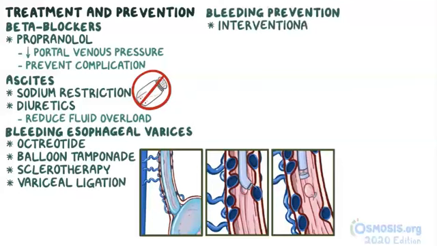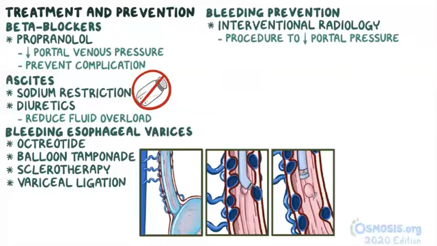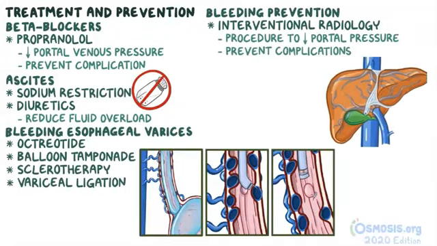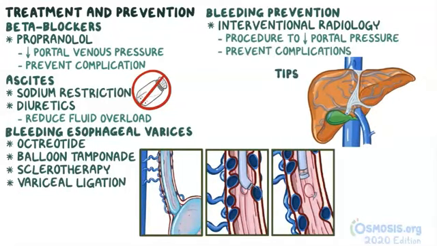An interventional radiology technique called transjugular intrahepatic portosystemic shunt, or TIPS, is the preferred procedure to decrease hepatic portal pressure and prevent further complications. With TIPS, a tube is inserted via a catheter to allow communication between the portal vein and the hepatic vein.